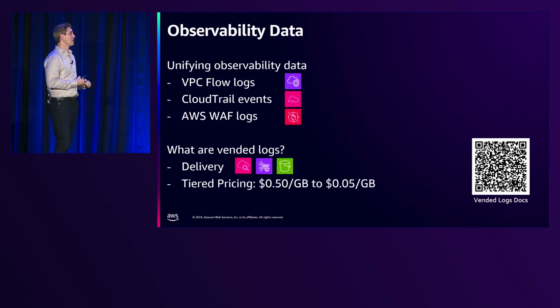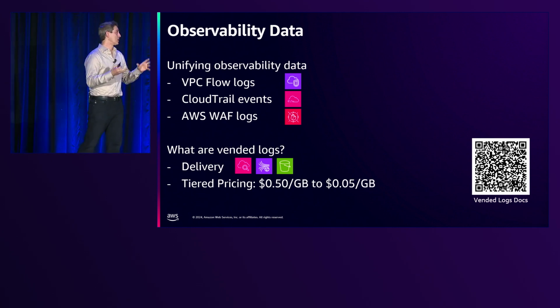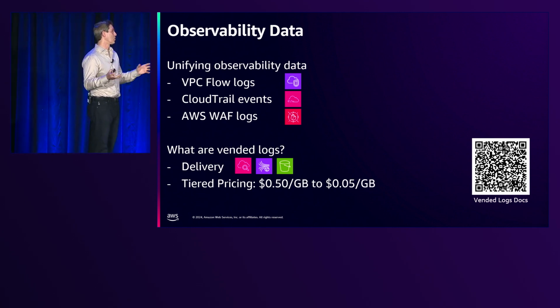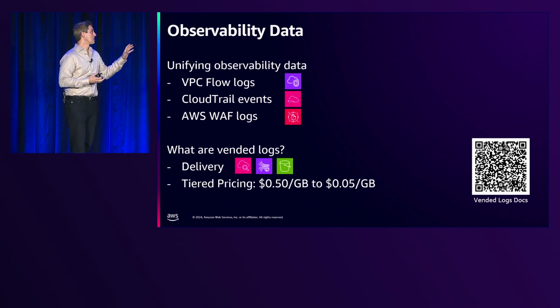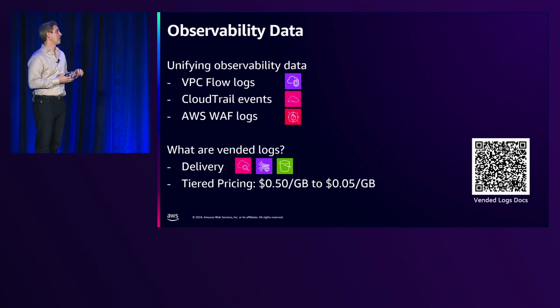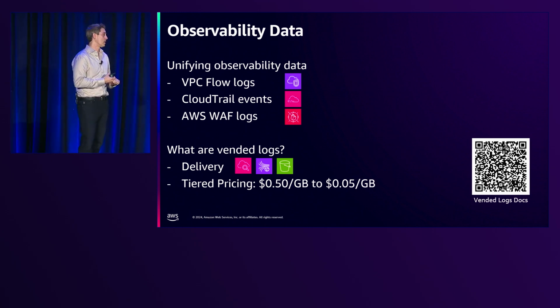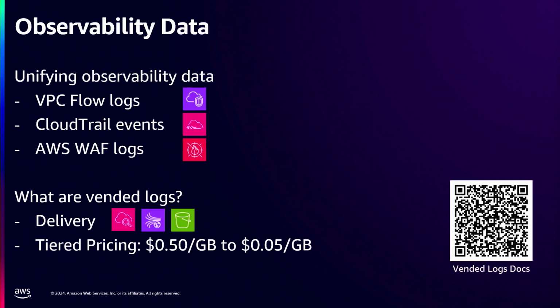So I'll talk about 3 different log sources that may be useful for completing that observability picture and consolidating and correlating a lot of that information, such as VPC flow logs, CloudTrail events, and AWS web application firewall logs. But before I go there, one of the cost-effective ways to do this is through vended logs.